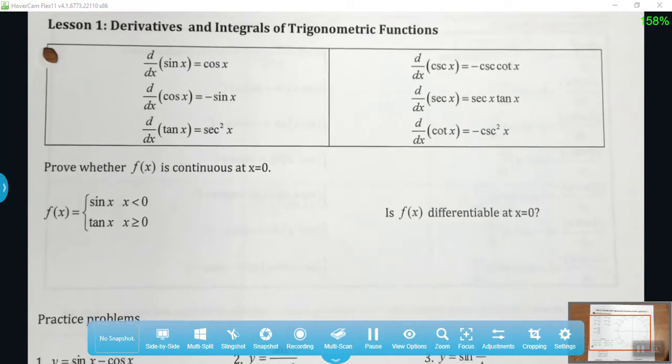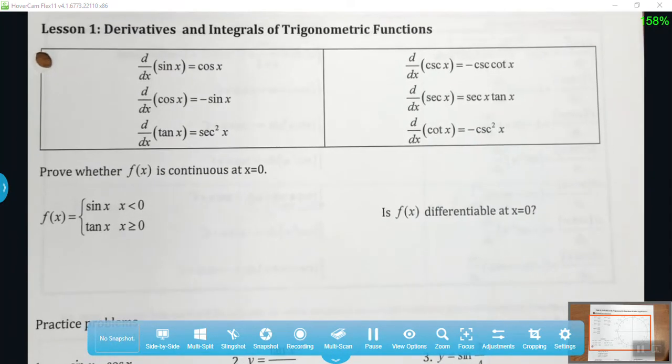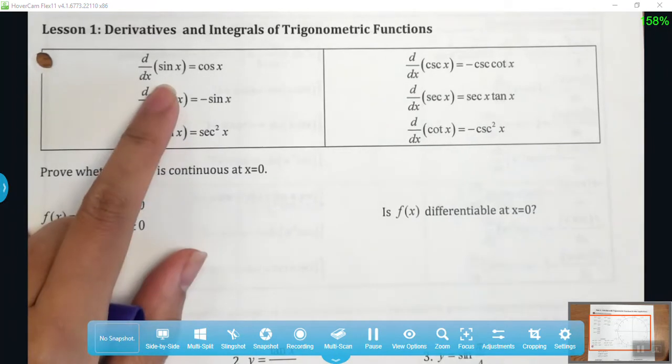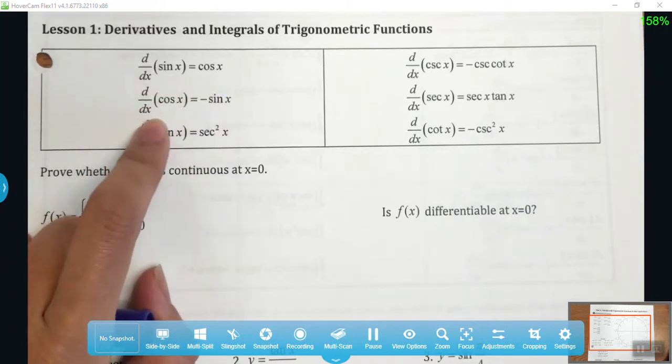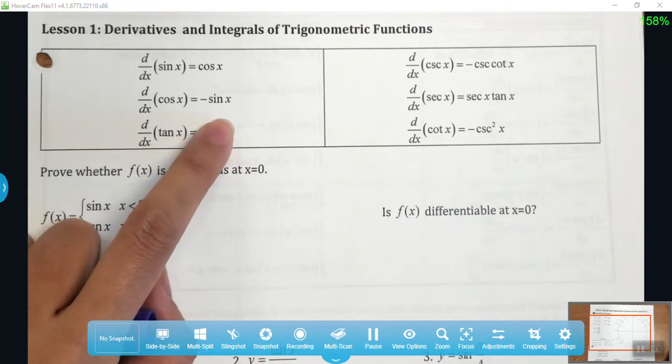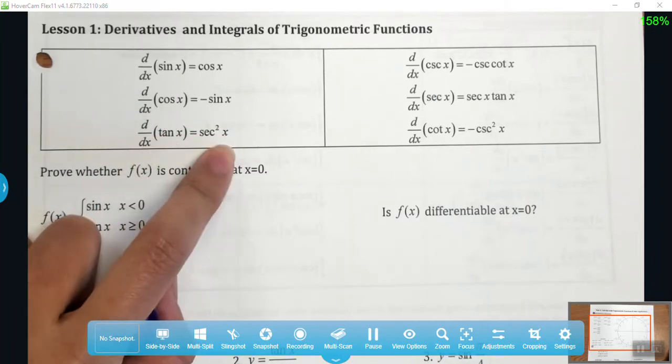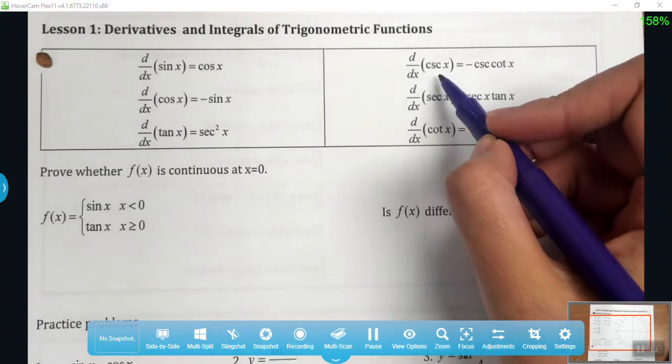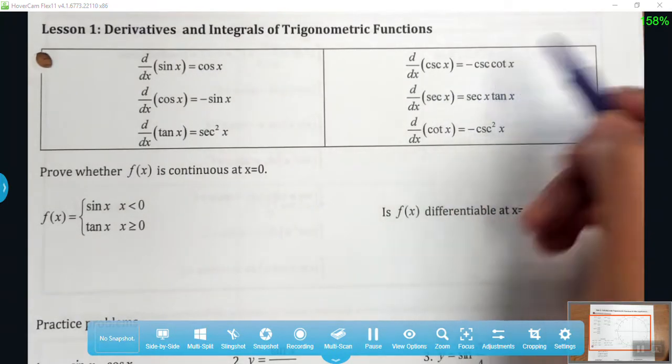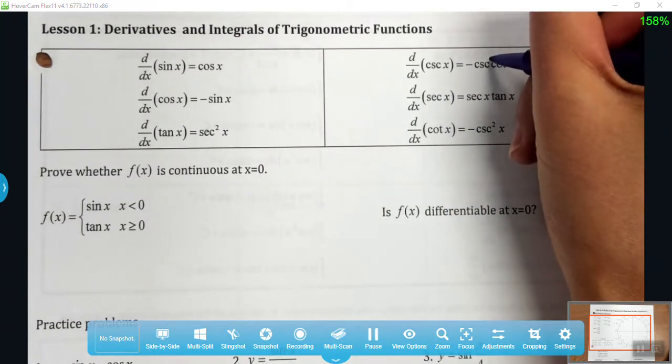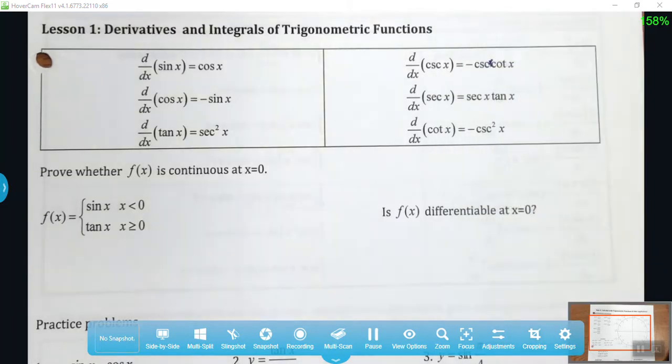Okay, don't act so excited. The derivative of sine is cosine. The derivative of cosine is negative sine. Derivative of tangent is secant squared. Derivative of cosecant x is negative cosecant x cotangent x. Derivative of secant x is secant x tangent x. Derivative of cotangent x is negative cosecant squared.